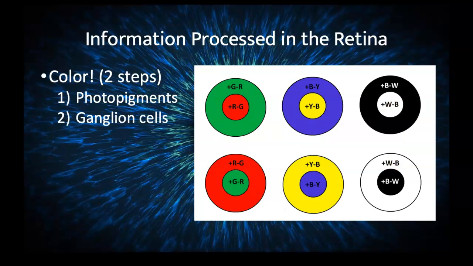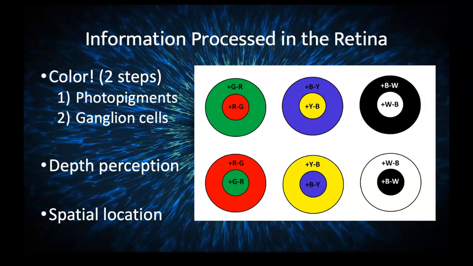The second step takes place when photopigments communicate with ganglion cells. The rate of firing determines color perception, and ganglion cells are sensitive to either red and green, yellow and blue, or brightness, and when they are exposed to these lights, they are either excited or inhibited. For example, if a cell that is inhibited by yellow and excited by blue is exposed to blue light, it will become excited and the rate of firing will increase. The retina also helps with depth perception and spatial location.